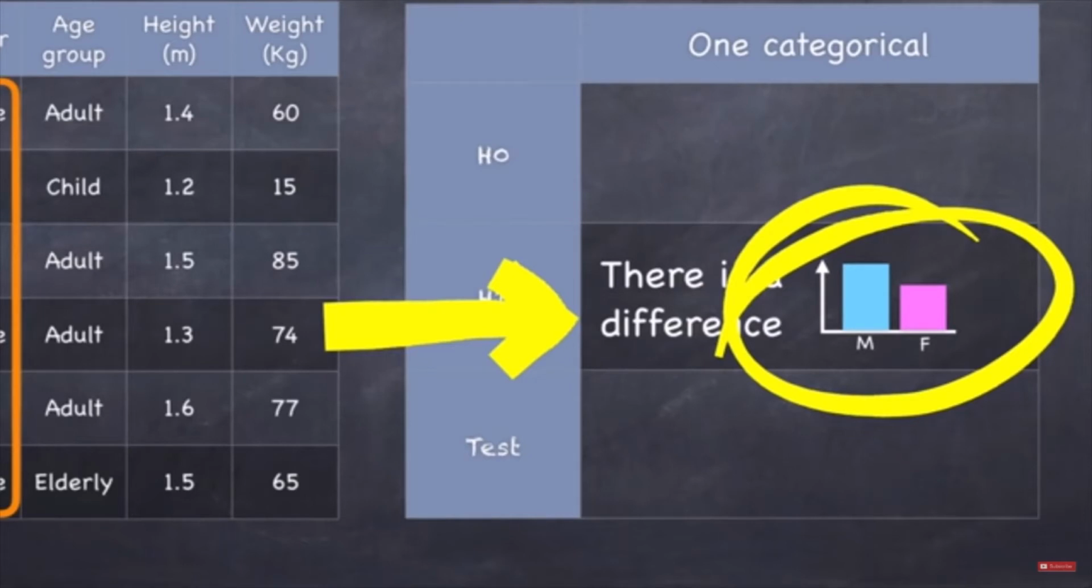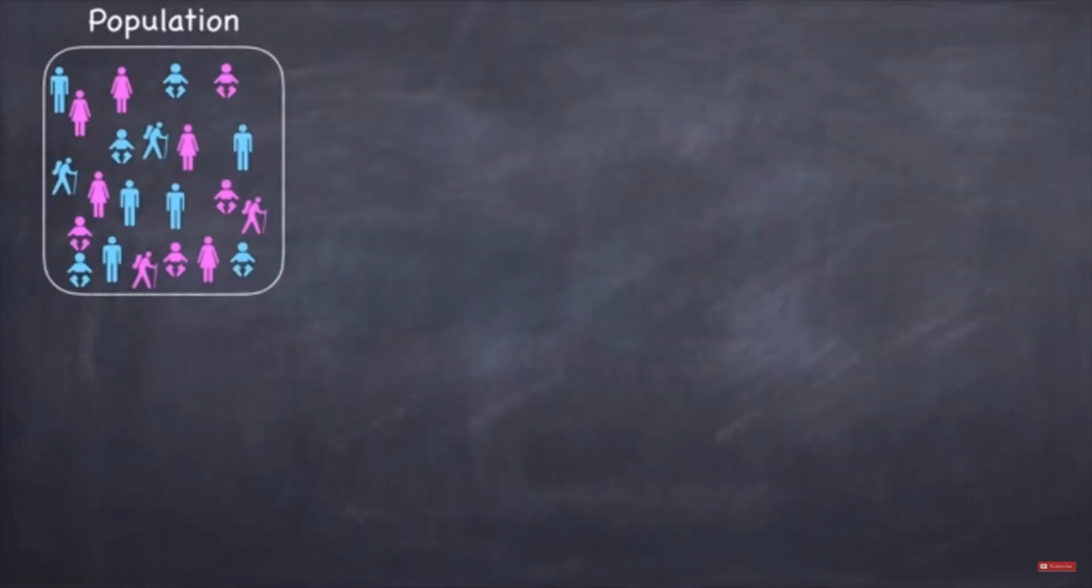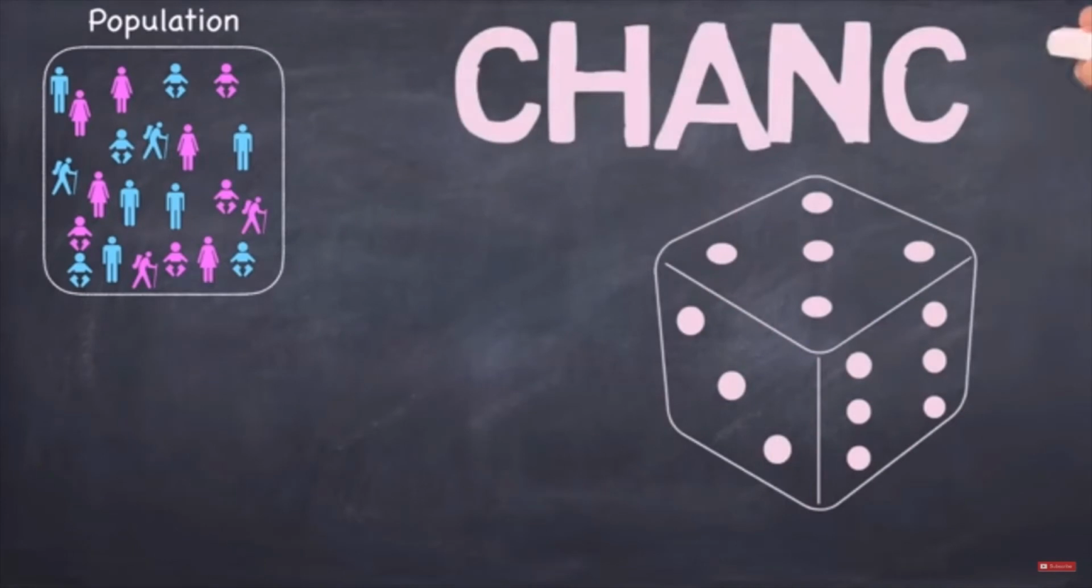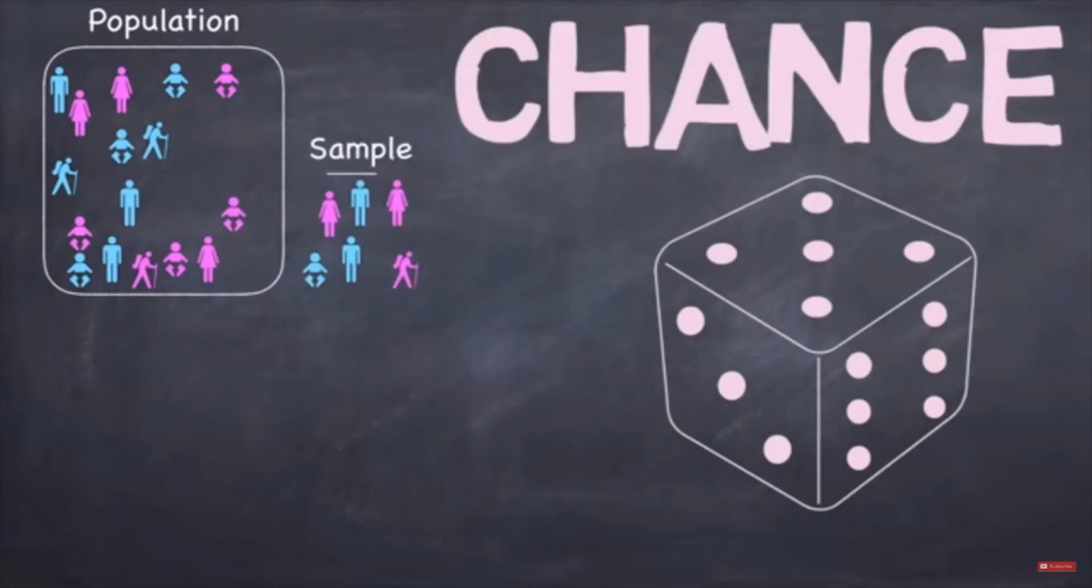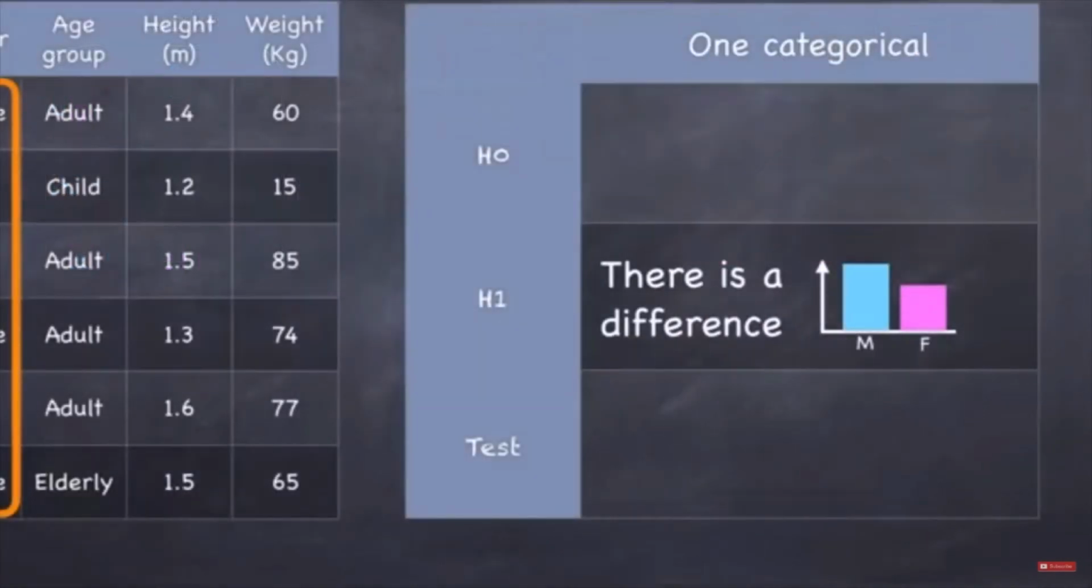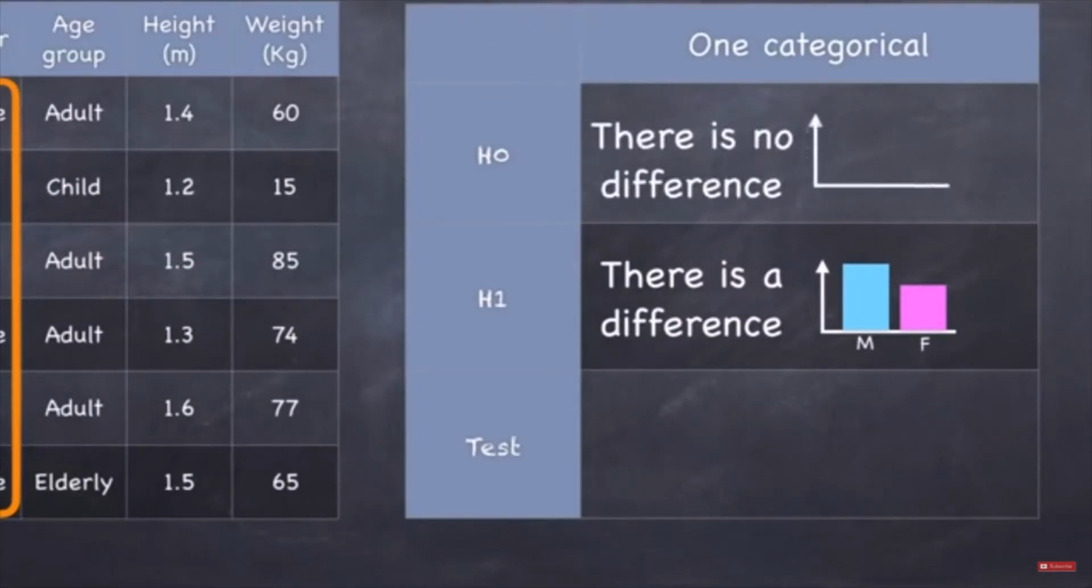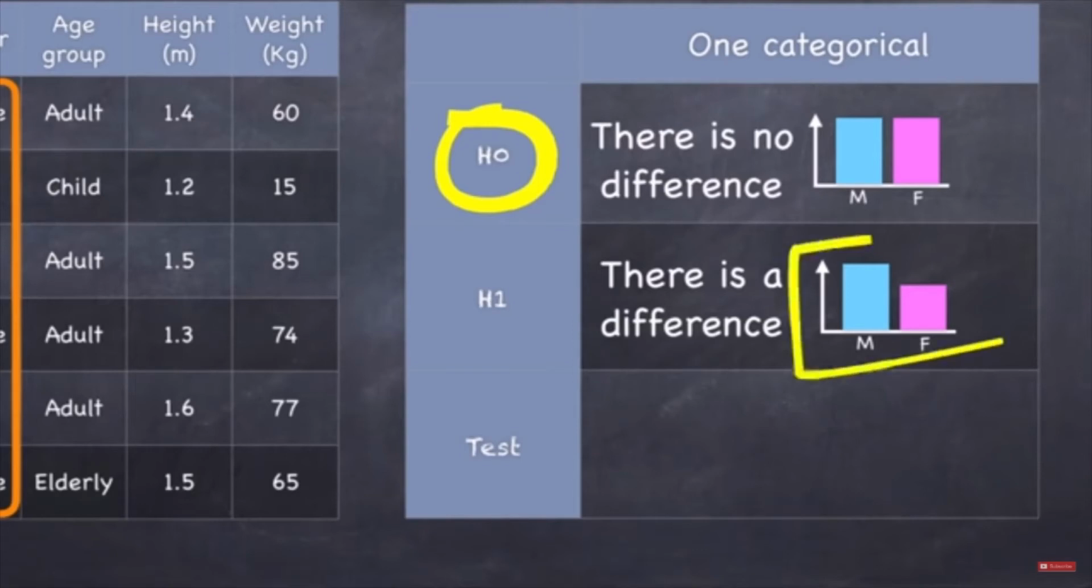Now, if we were to visualize this, we might see that there is a large difference. But remember, that could be just due to chance, because it could be that we've just recruited a sample where there's a lot of men and not many females. So we've got to try and disprove our null hypothesis. That's the way hypothesis testing works. It's a more robust way of carrying out research.